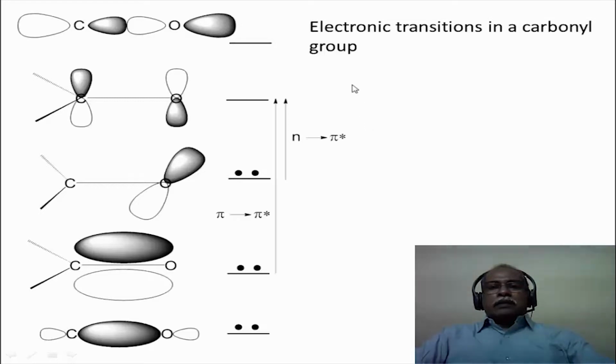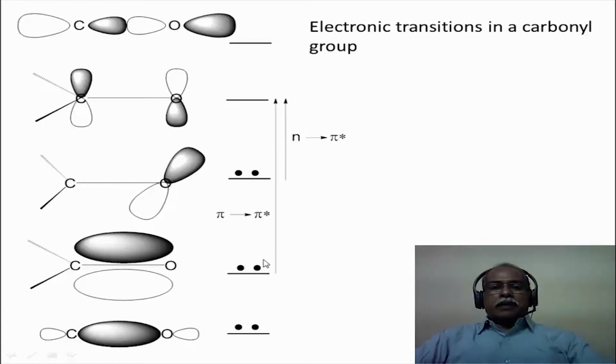So the electronic transitions of a carbonyl group are represented here. There are two types of electronic transitions that are possible in a carbonyl functional group. You have a C double bond O, and the C double bond O has pi electrons, and the oxygen also has a lone pair of electrons. So it is possible to have a pi to pi star transition as well as an n to pi star transition in the case of the carbonyl functional group. The pi to pi star transition is an allowed transition, whereas the n to pi star transition is a disallowed or forbidden transition, for example.